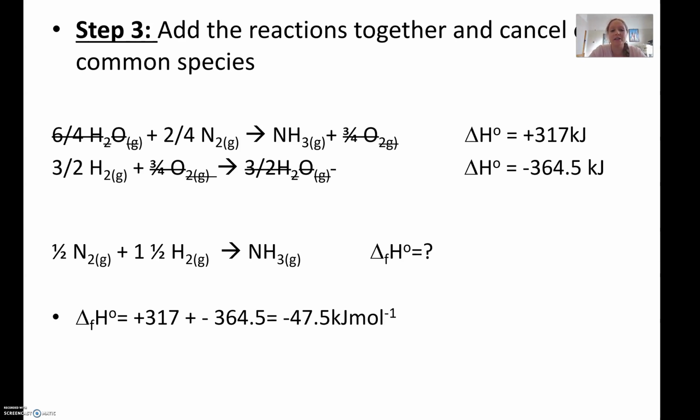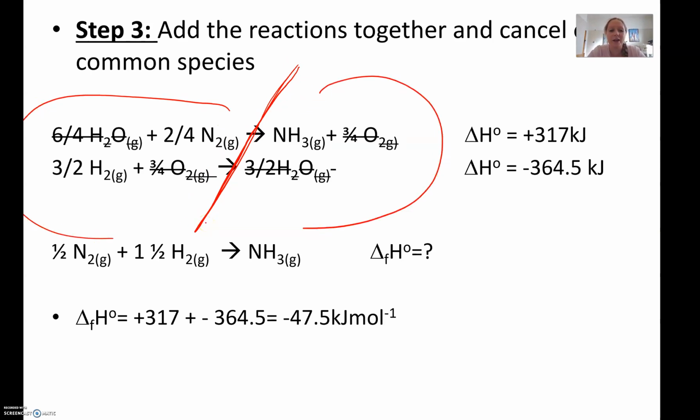So we can start cancelling out. I haven't actually done a full adding together, but these are all the reactants and these are all the products, so we can see it quite clearly. 6/4 waters is the same as 3/2, so we can just cancel that out. Sometimes it's easier leaving it in those fractions. The next one we can cancel out is 3/4 O2, and then you're left with your desired equation. So 2/4 is a half N2.